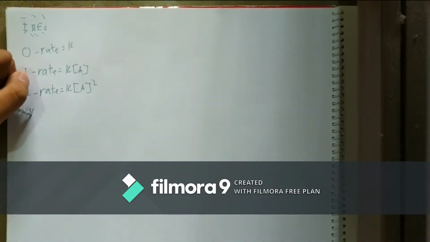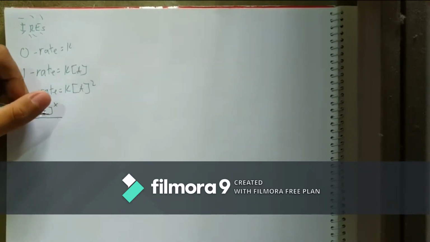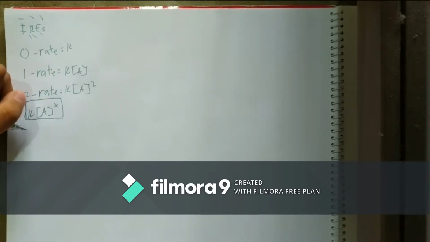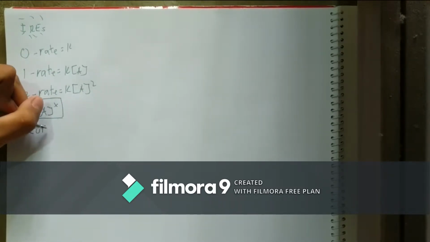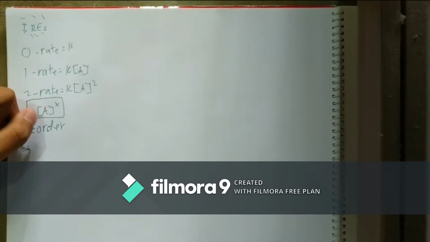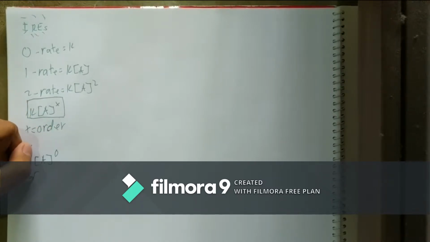In finding what kind of order your rate has, you can think of it like this: k multiplied by the concentration of A raised to the power of x, where x is going to be the order. In other words, just look at what the concentration of A is raised to. If there's zero sign of the concentration of A, then it is in zero order.